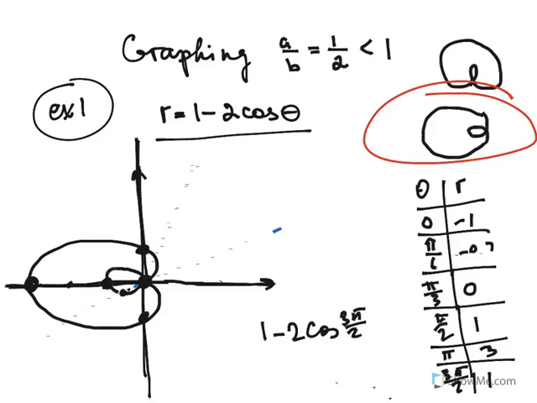Let me do another example. You will get used to it. Eventually you'll be able to just glance at the equation and tell what the graph is going to look like. So, second example. Let's say this one. Graph r equals 3 cosine of 2 theta.